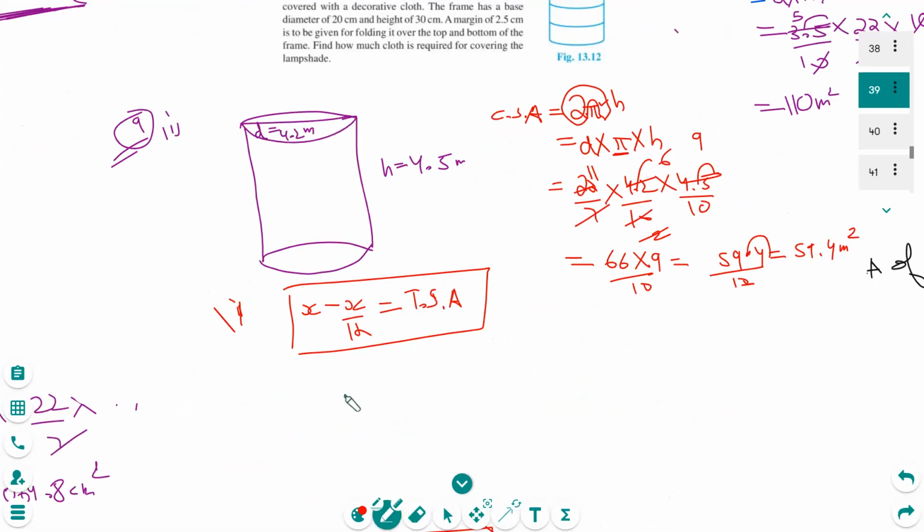First, let's calculate the total surface area of this cylinder. So what is the formula for the total surface area of a cylinder?